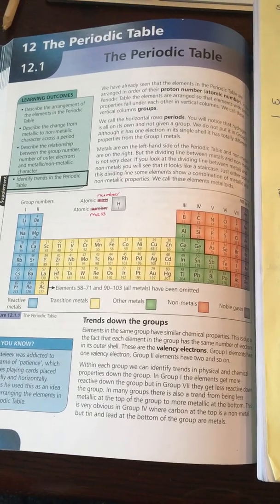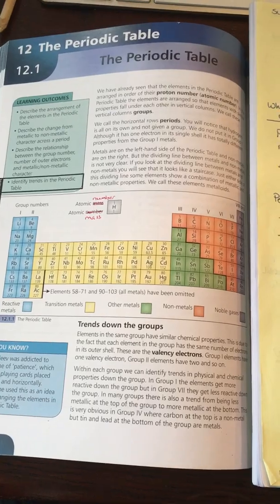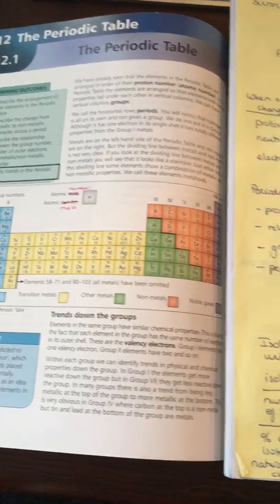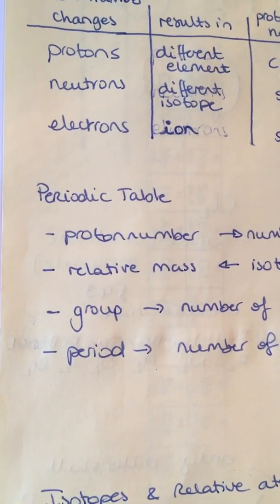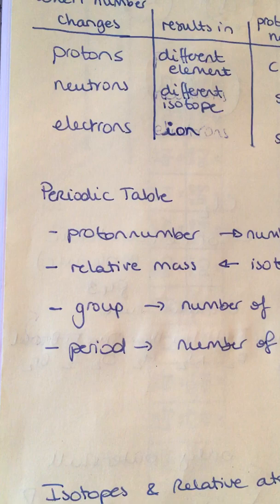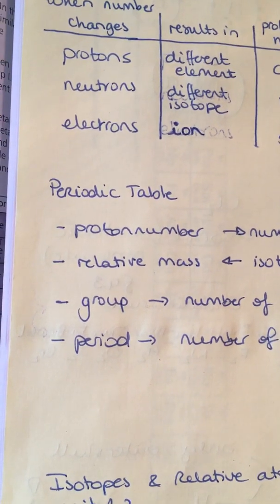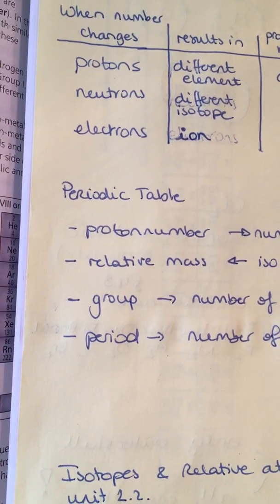In this video, an overview is given of the information that one can find in the periodic table. There are 4 pieces of information that we can find in the periodic table that we can look up and use: the proton number, the relative mass, the group, and the period.